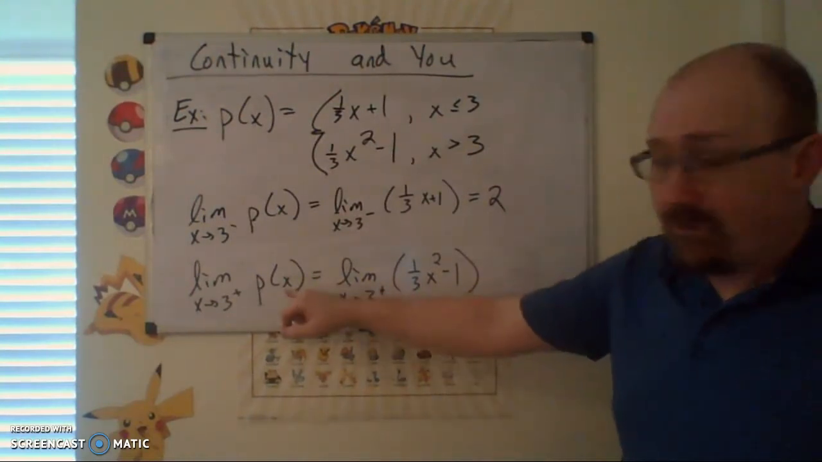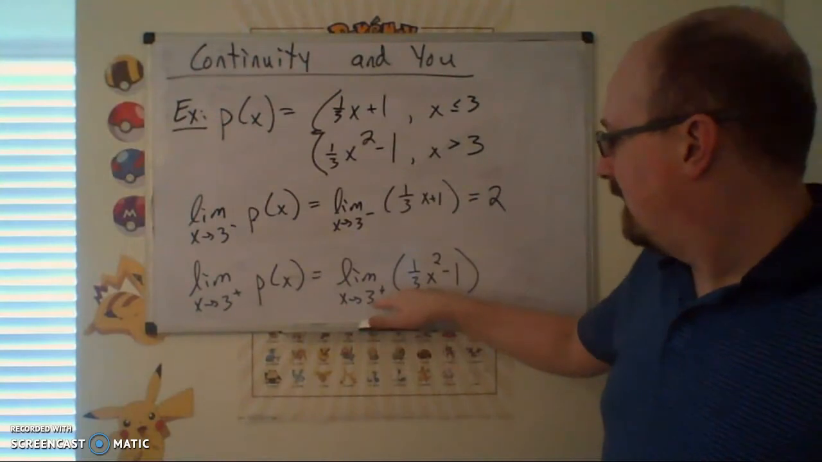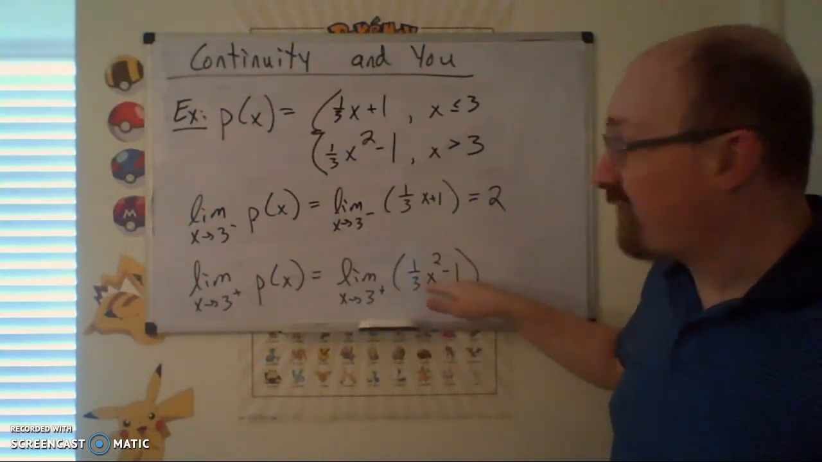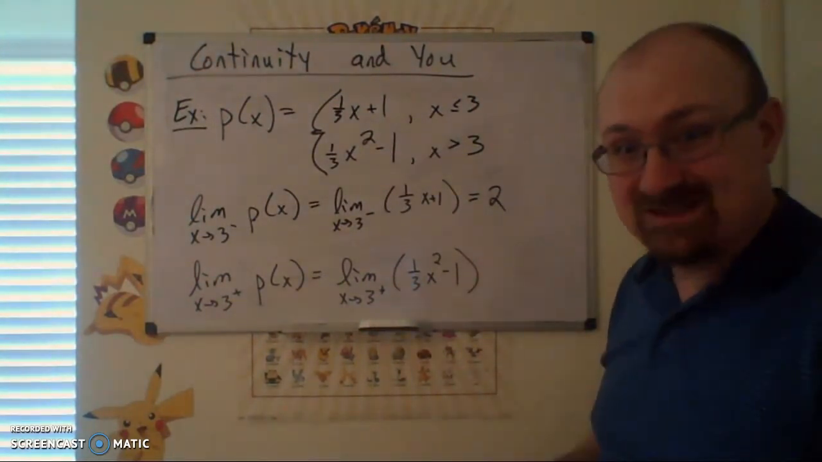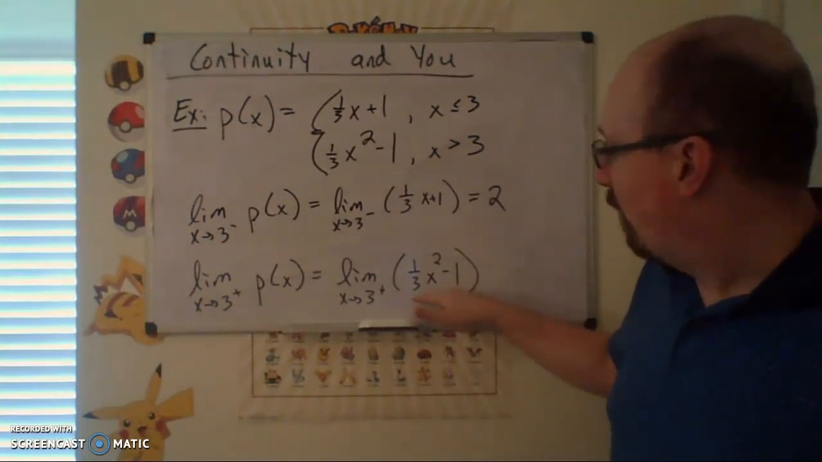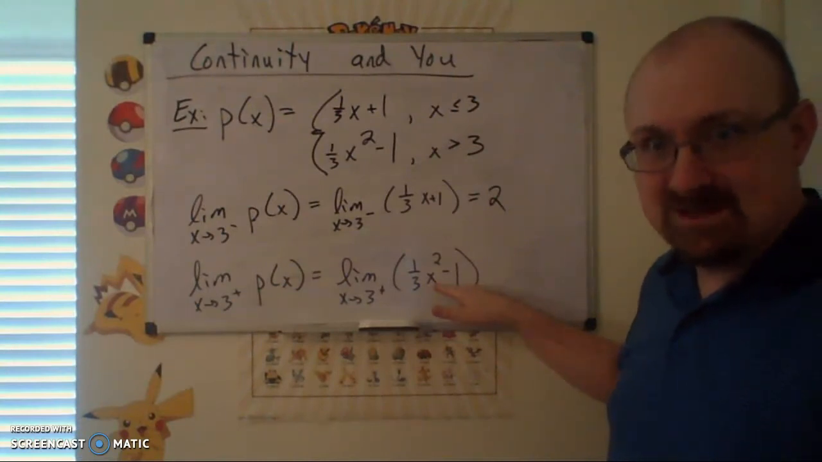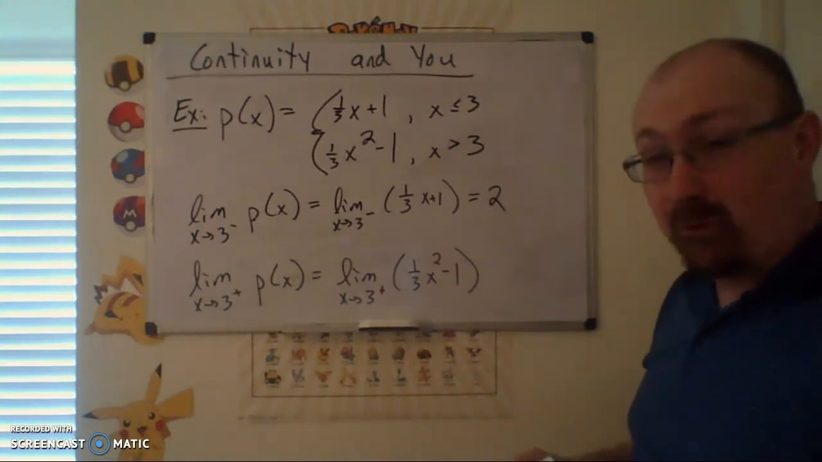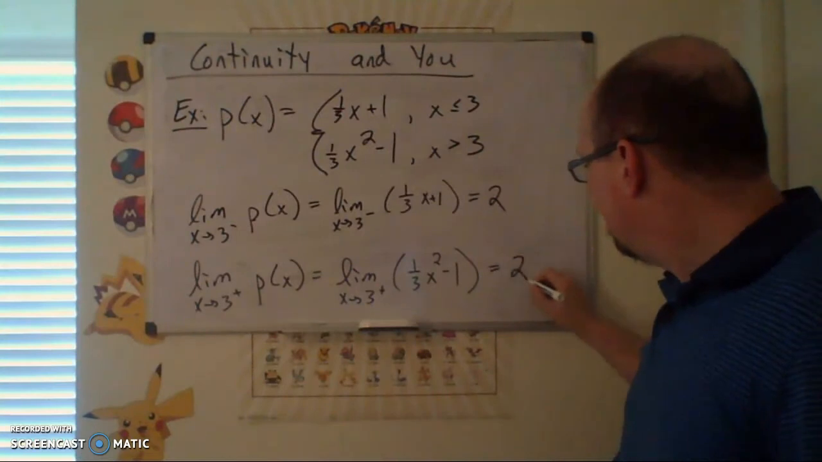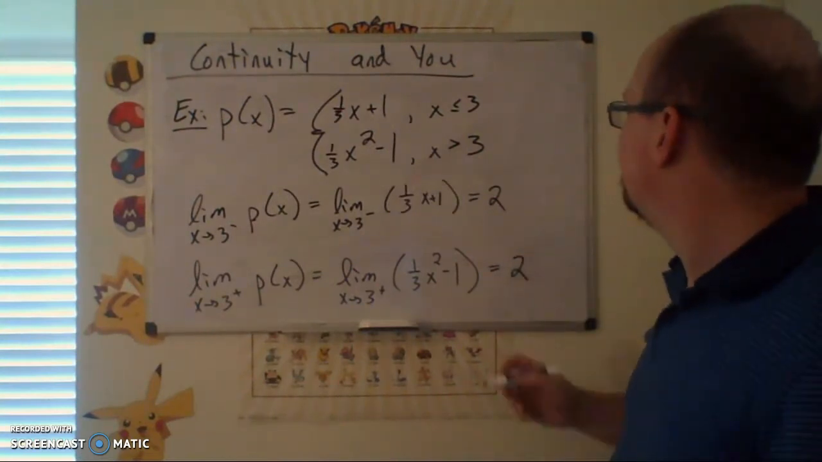All right. The right-hand limit. Now, I'm only dealing with the quadratic branch. I can still direct sub, though. So I would have 1/3 times 3 squared. So 1/3 times 9 is just 3. And 3 minus 1 is, in fact, 2 in this case.